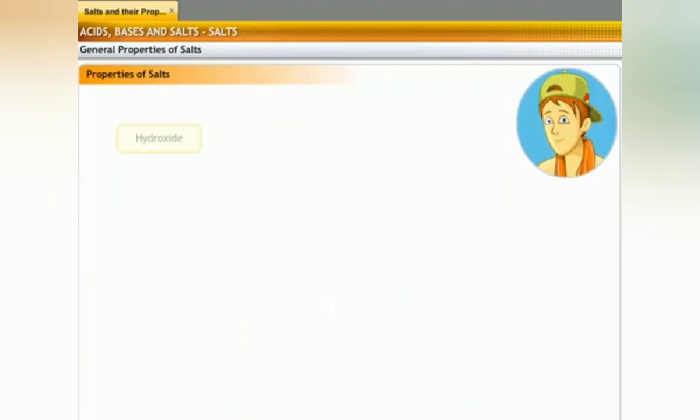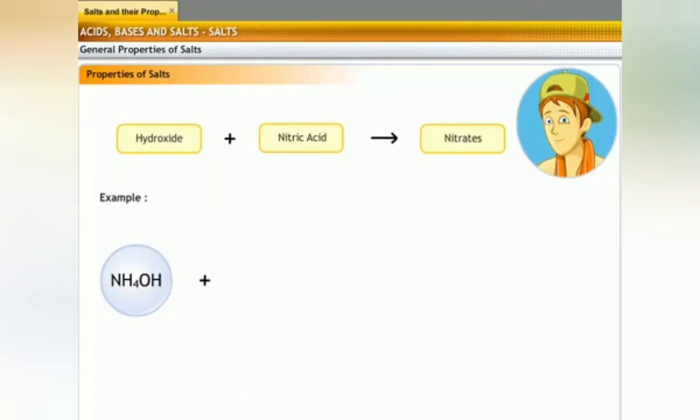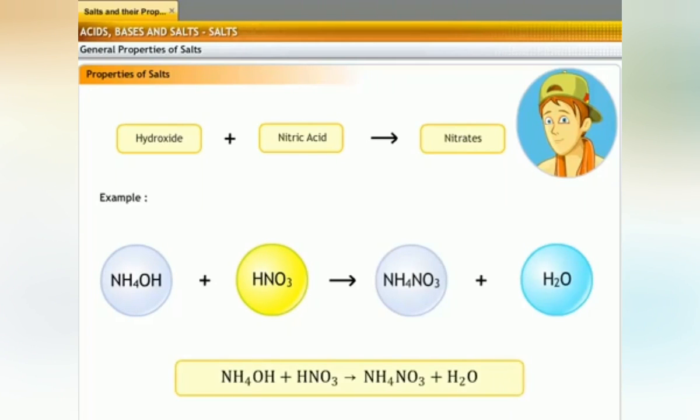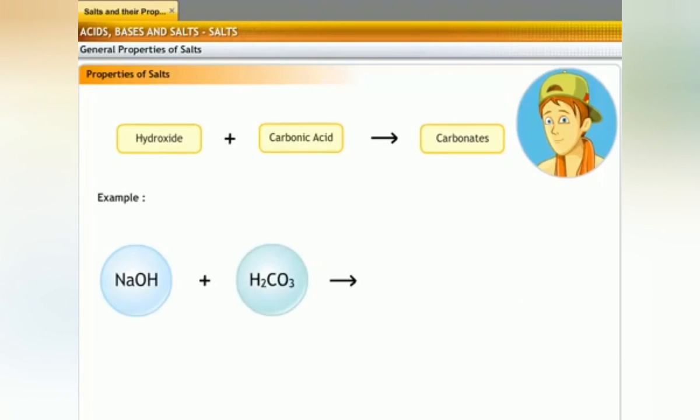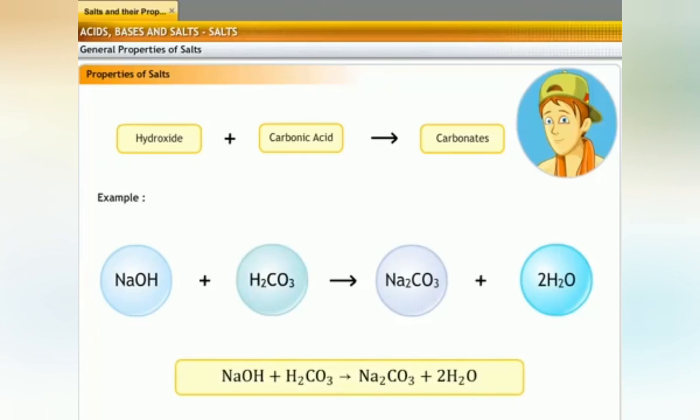Accordingly, salts formed from any hydroxide and nitric acid are known as nitrates. Ammonium hydroxide reacts with nitric acid to form the salt ammonium nitrate. Likewise, salts formed from any hydroxide and carbonic acid are carbonates. Sodium hydroxide reacts with carbonic acid to form the salt sodium carbonate.